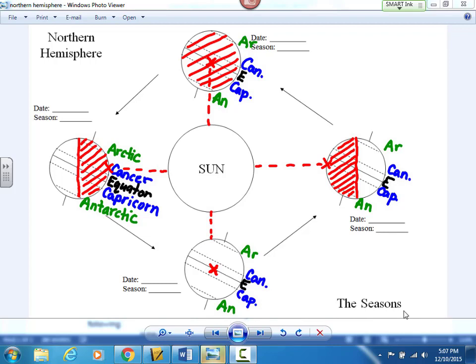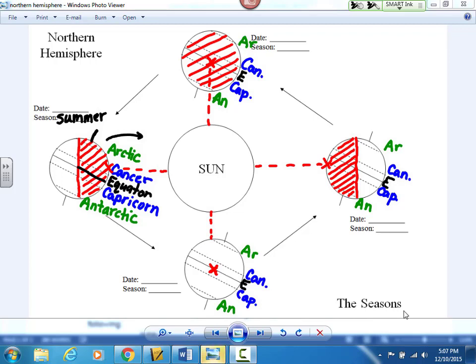Okay, number 8, label which season the Northern Hemisphere would be in at that point. So we need to label the seasons. So you have to think about whether the Northern Hemisphere is tilted towards or away or neither at those spots. Let's start with the easiest one to see. If we start with this globe here, here's the Northern Hemisphere, everything above the equator. Hopefully you can tell that that is tilted towards the sun. So this would be summer in the Northern Hemisphere.